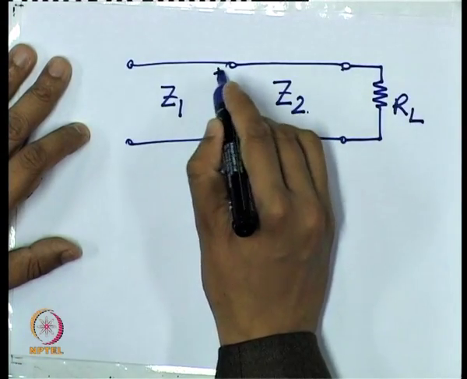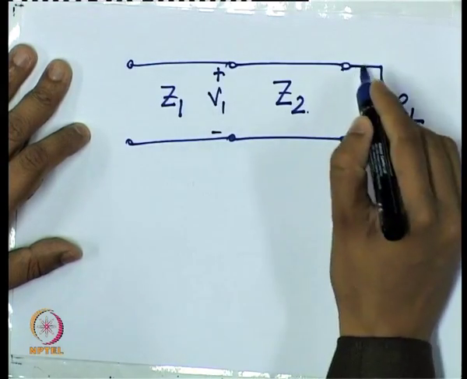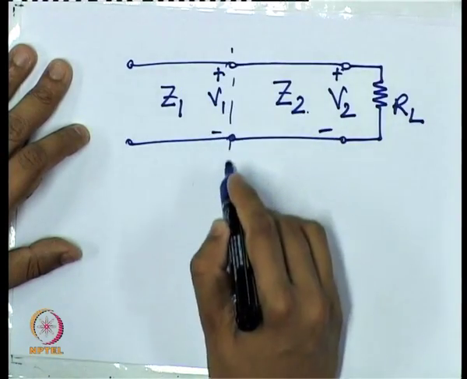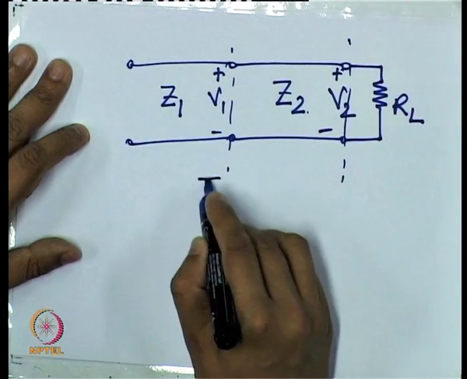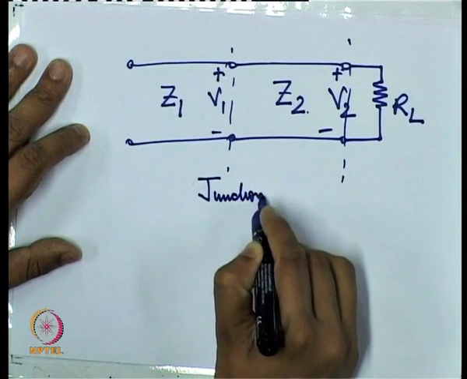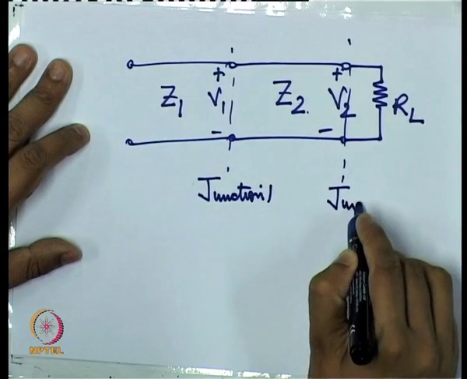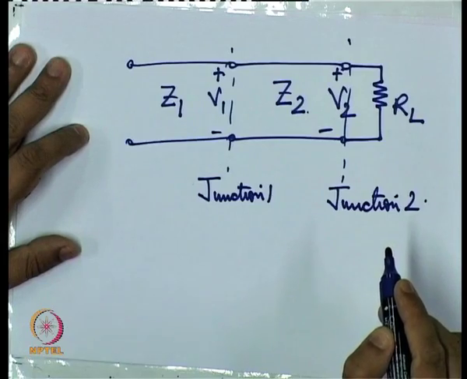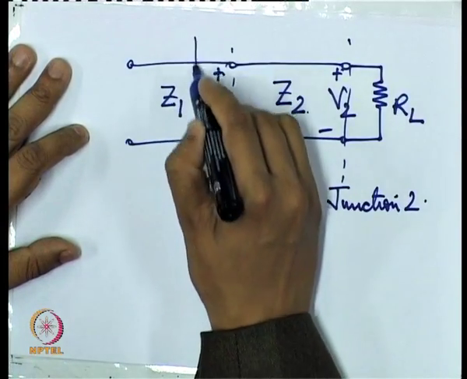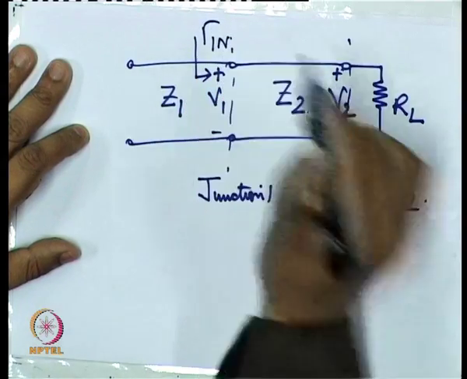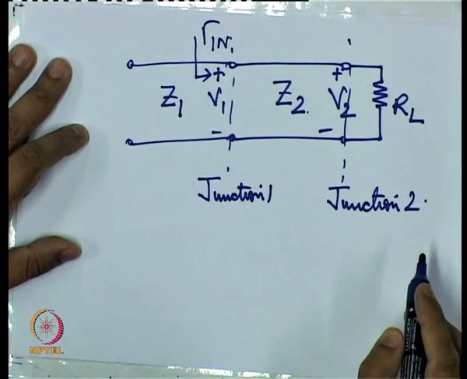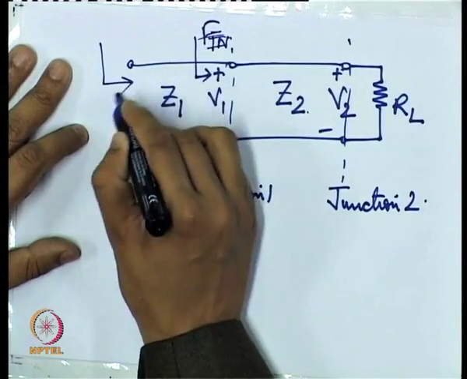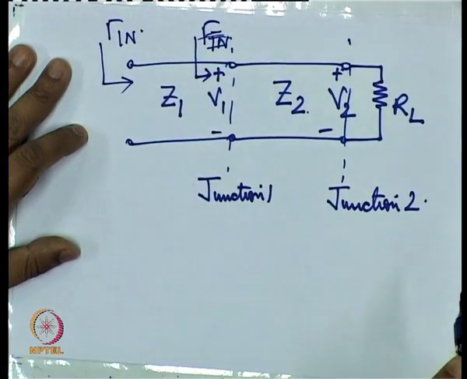and suppose V1, okay, so this is junction 1, junction 2. Now, suppose gamma in is the input reflection coefficient before the first section. This is where gamma in is.